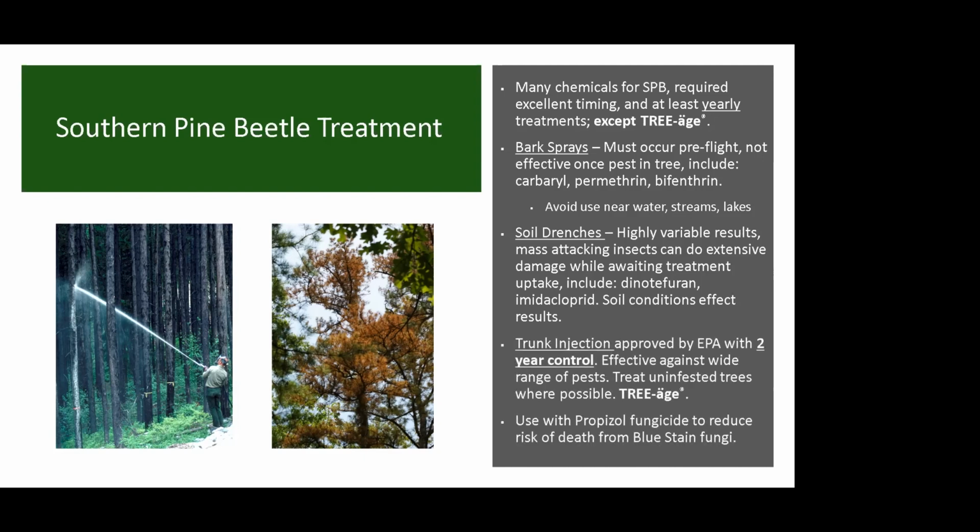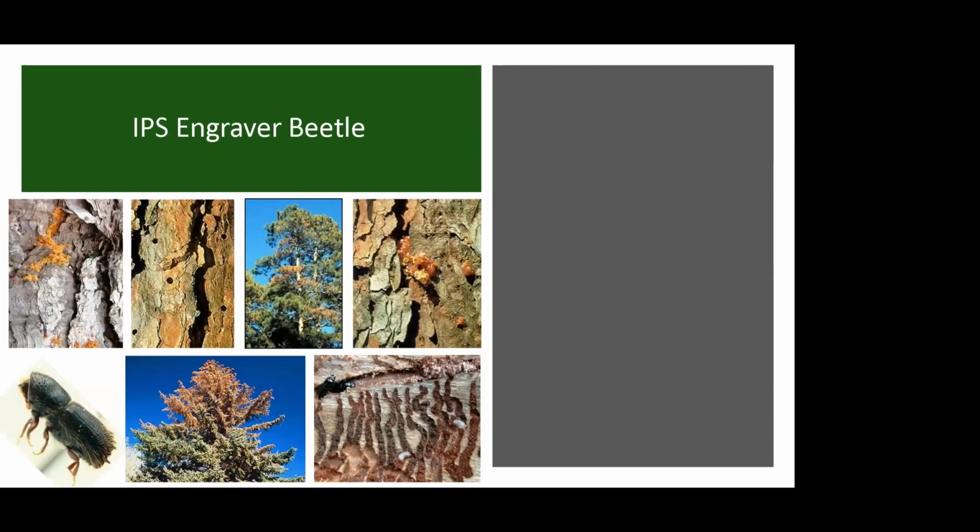If you use trunk injection, you're going to get 2 years of control with triage. It's ideal to treat uninfested trees if you can. And if you risk having a blue stain fungus issue, propiconazole is a good solution that can be a 1-2 punch for those trees. So you can provide both of those on the same day that you're there.